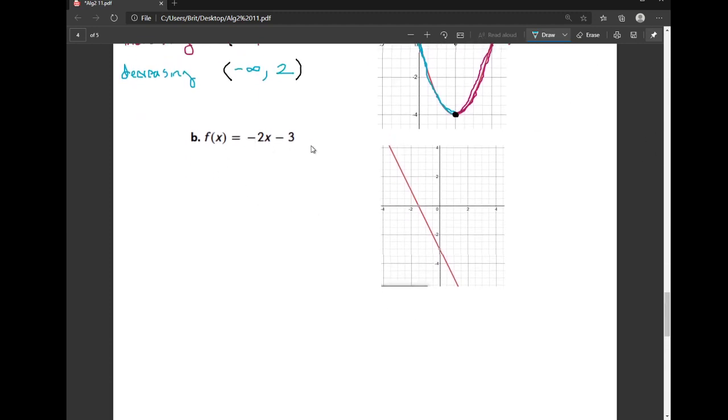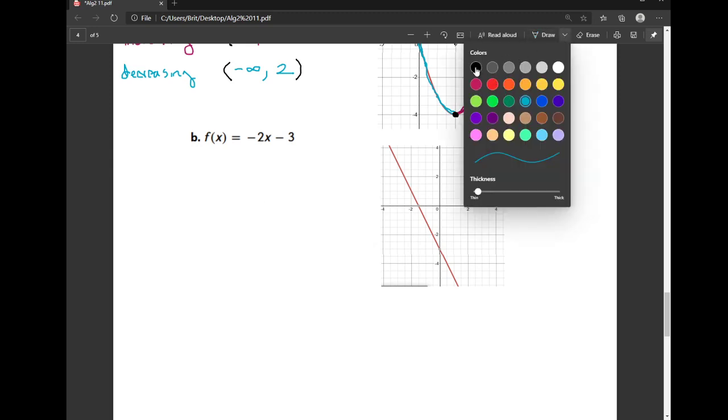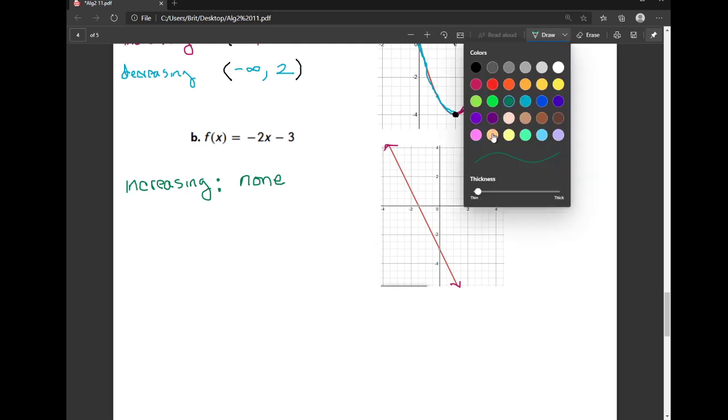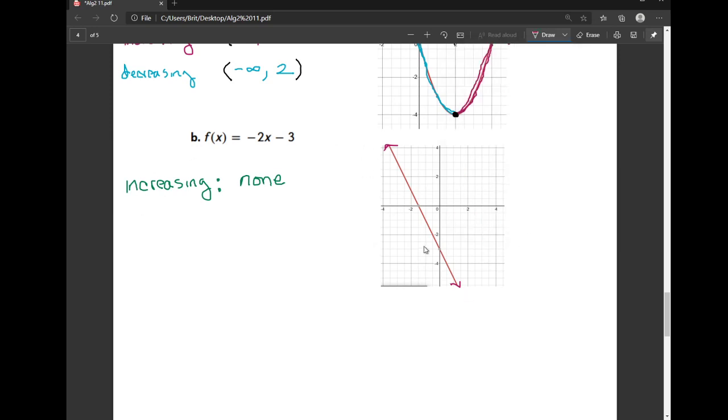Now this last one throws kids off a little bit because it's a straight line. There's no change in direction here. I'll put some arrows on here. If I'm looking for an increasing interval, I'm looking for where this graph has a positive slope, and there isn't one. With interval notation, there's not really a way to show no interval, so I just say none. In terms of decreasing, this entire thing is decreasing. So the entire x-axis would be taken over by this idea, all the way to positive infinity and all the way back to negative infinity. So my decreasing interval would be from negative infinity to positive infinity.